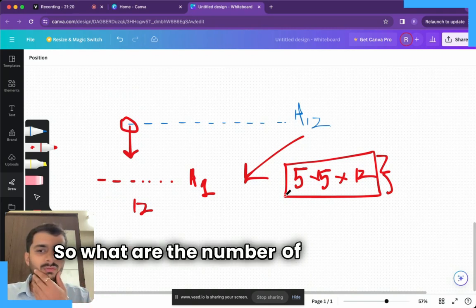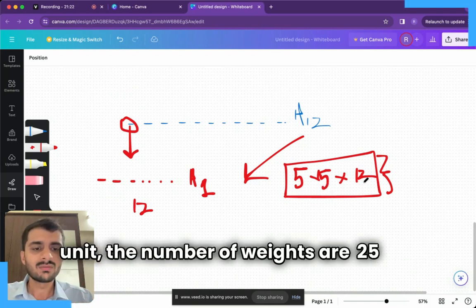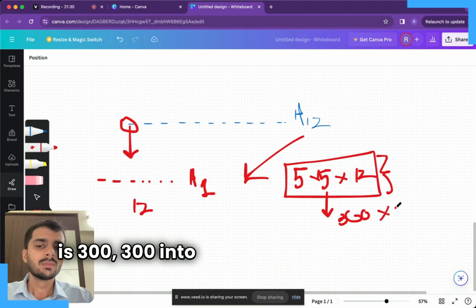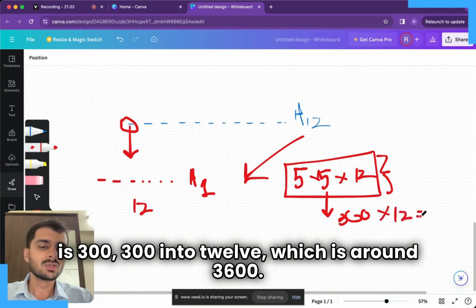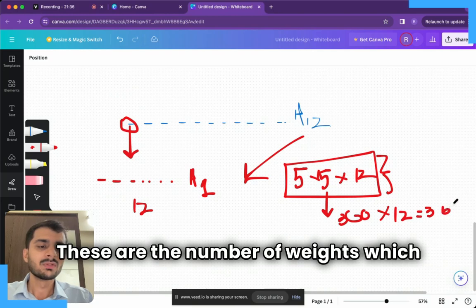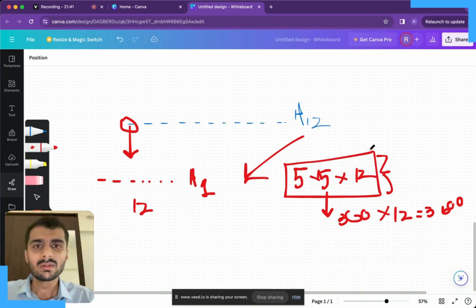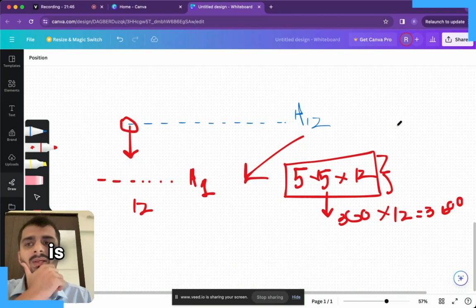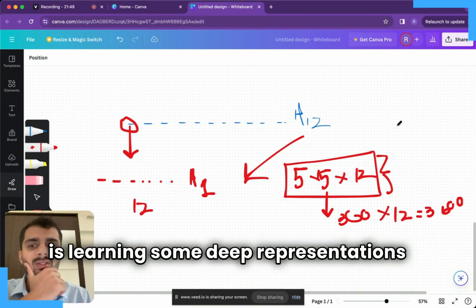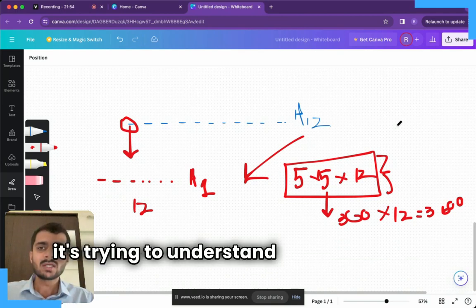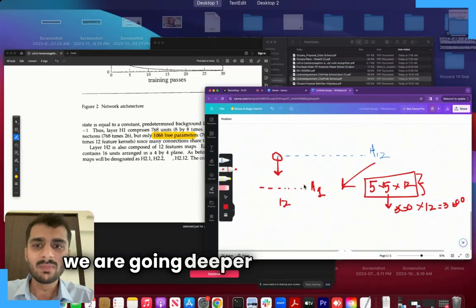So what are the number of weights then for each unit? The number of weights are 25 into 12, which is 300. 300 into 12, which is around 3600. These are the number of weights which are significantly higher if you compare this with the first layer. And the reason it's higher is because the network is learning some deep representations in the process, and it's trying to understand more and more features as we are going deeper into the network.